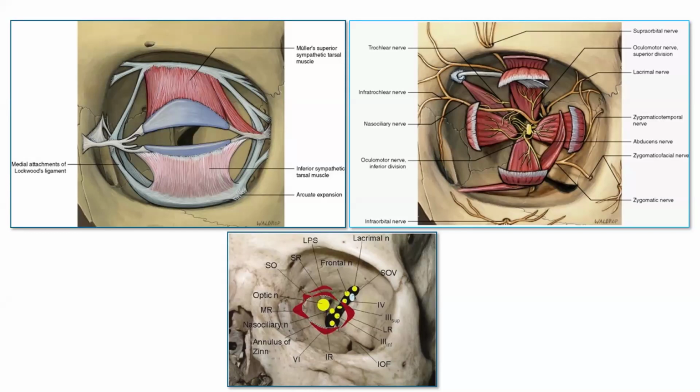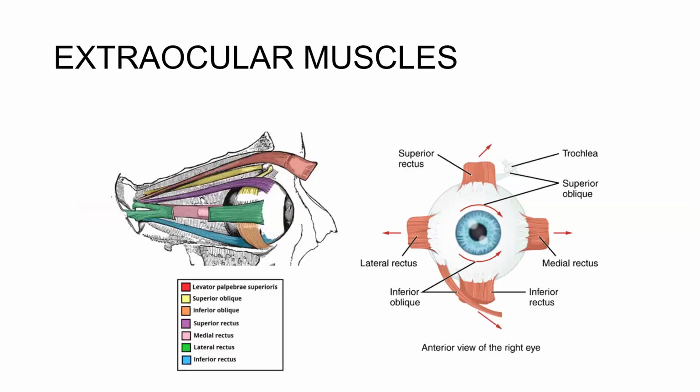There are fissures, foramina, canals, and grooves inside the orbit. The structures which are passing through these, you should know right away about all these things. And moving on to the extraocular muscles, not only the anatomy, but also the physiology. How does it work? In what way it is related to each and every part of the orbit is something which we have to know.